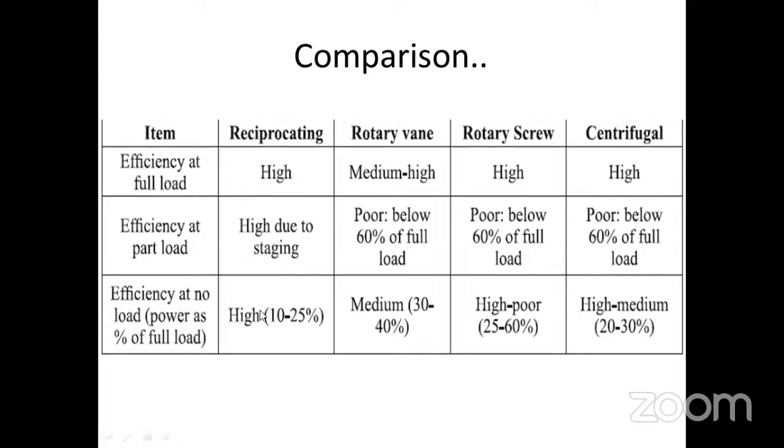Efficiency at no load. When there is no load at all: medium, high, poor, high, medium. This one is high. 10 to 25% is very, very good, sir. 25% of power consumption for no load is very good. Whereas the rotary vane type consumes 30 to 40%. Rotary screw consumes 25 to 60%. And the centrifugal compressor consumes 20 to 30%.